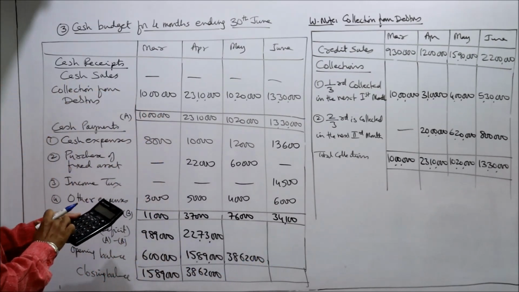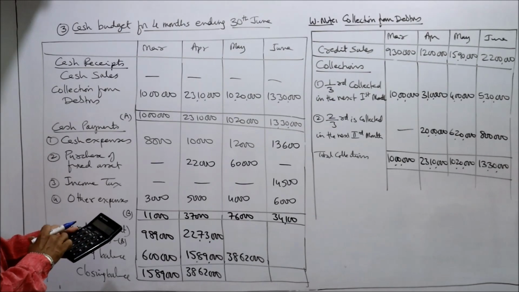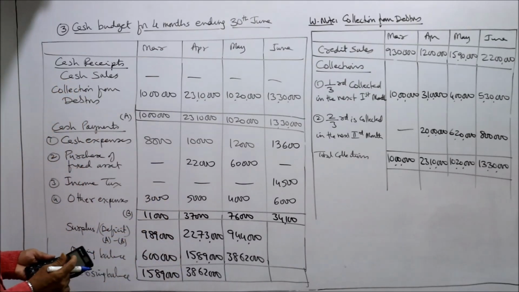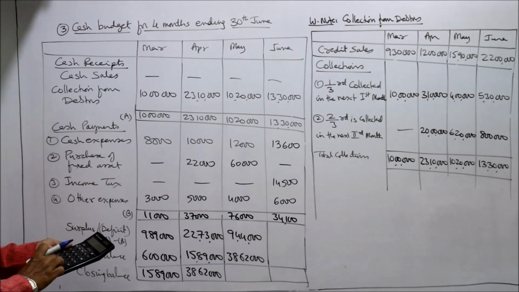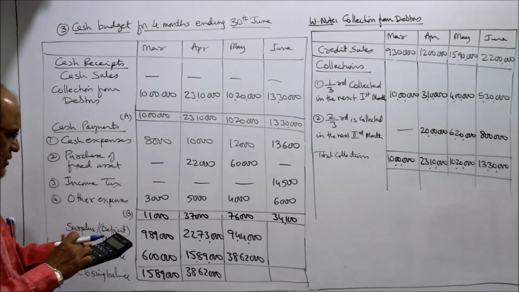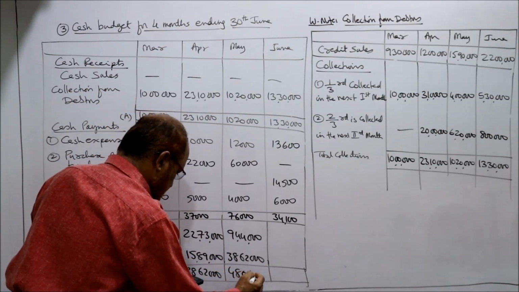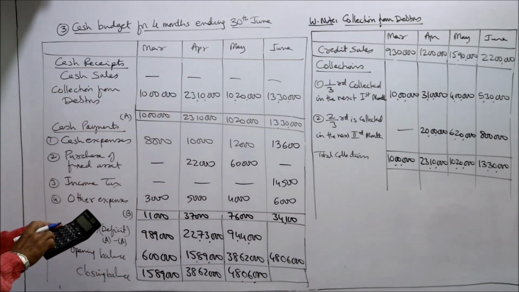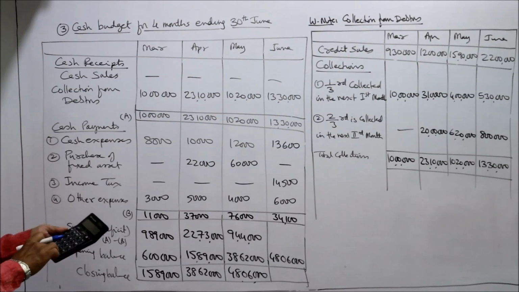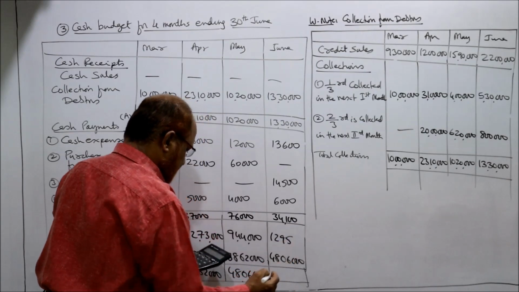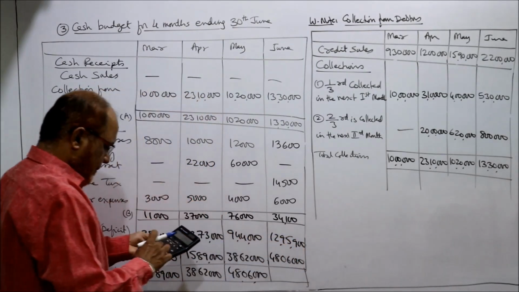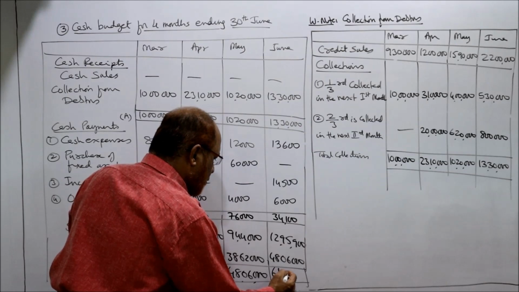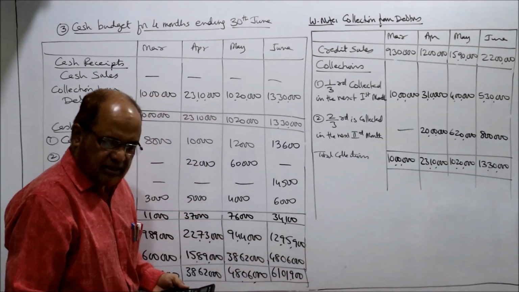38,62,000 opening balance. Now 10,20,000 minus 76,000, 9,44,000. 9,44,000 plus 38,62,000, 48,06,000. Now 13,30,000 minus 34,100, it comes to 12,95,900 plus 48,06,000, 61,01,900. That's it.